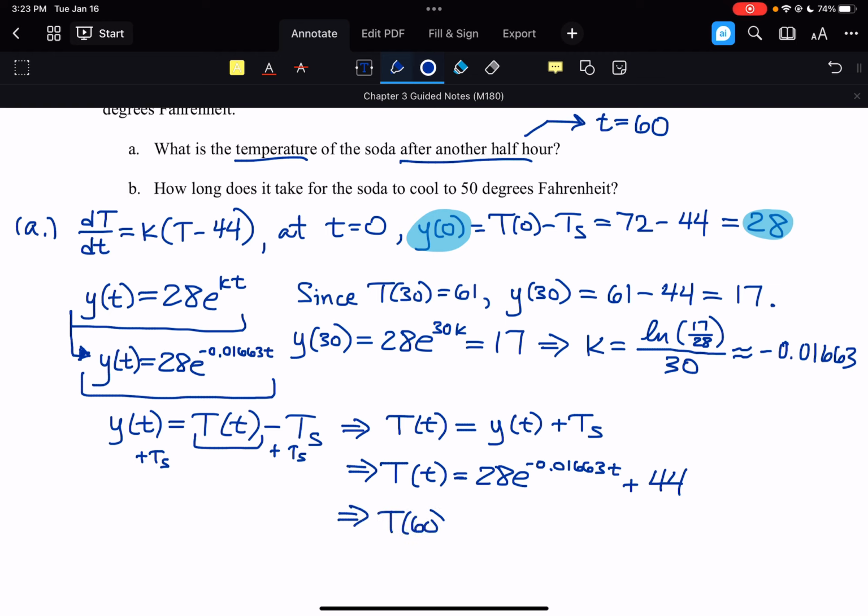So, T of 60. So it's just going to be 28 e to the negative 0.01663 times 60 plus 44, which is approximately 54.3 degrees Fahrenheit.